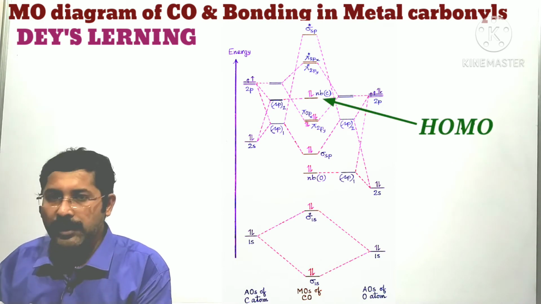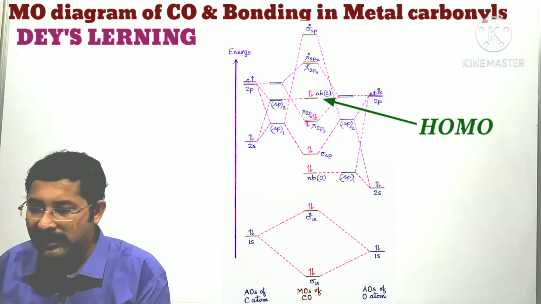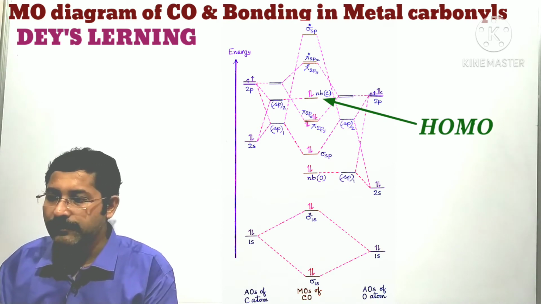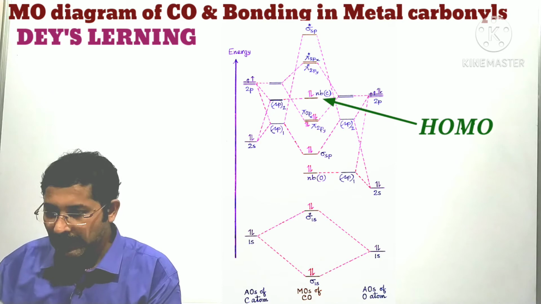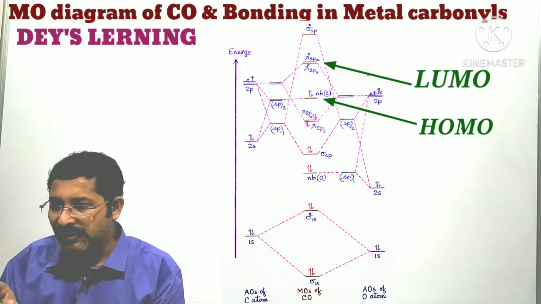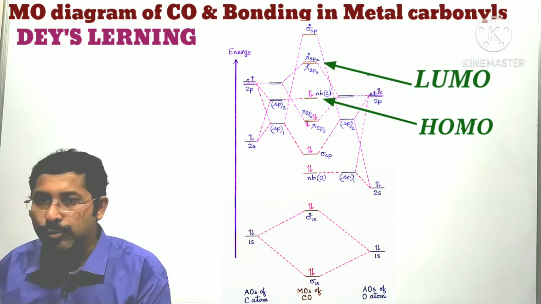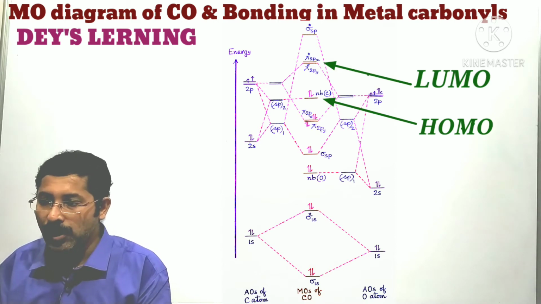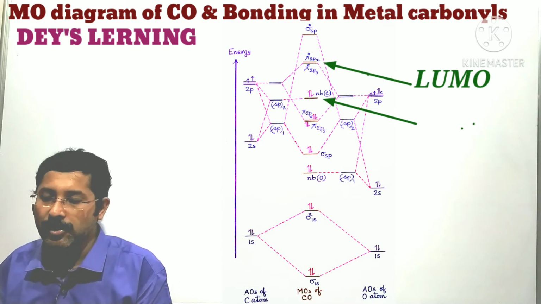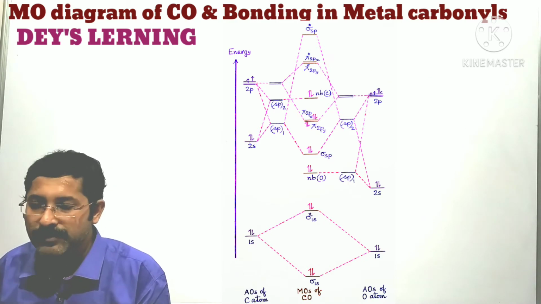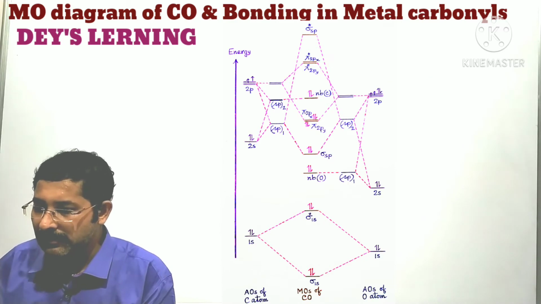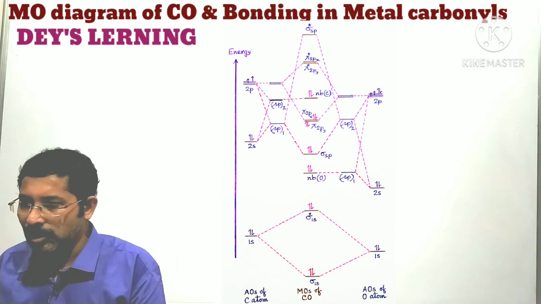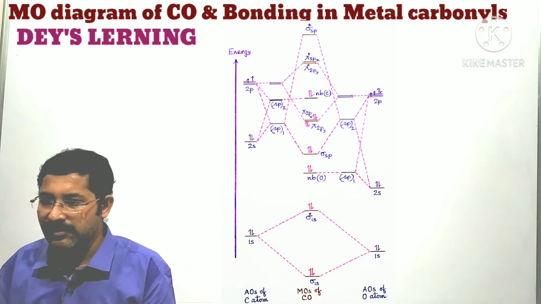non-bonding orbital of carbon is actually the HOMO, that is, the highest occupied molecular orbital of carbon monoxide, and these pi star 2px and pi star 2py orbitals are actually the LUMO, that is, the lowest unoccupied molecular orbital of this molecule. So this is the molecular orbital diagram of carbon monoxide, right?